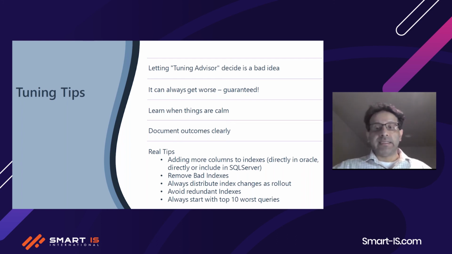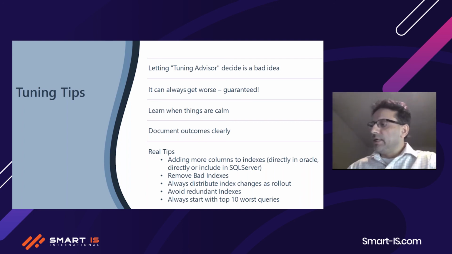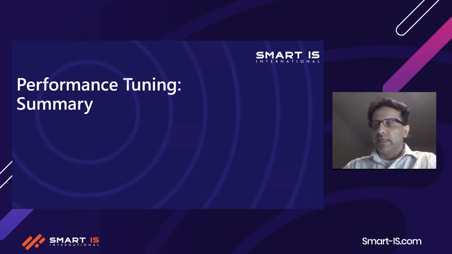Always distribute index changes as a rollout. Let's not just create indexes in production. Even if we do it, they should be followed up with a rollout. Having redundant indexes is also bad. That's why whenever we create an index, we want to make sure that if there was a similar index, we either drop it or add more columns to it. That is why letting the tuning advisor decide is never a good idea, because then you get redundant indexes. And always start with the top worst queries. Every time there's a performance issue, we should start with the top N queries or AWR report tracing, and that's how we should approach the problem.